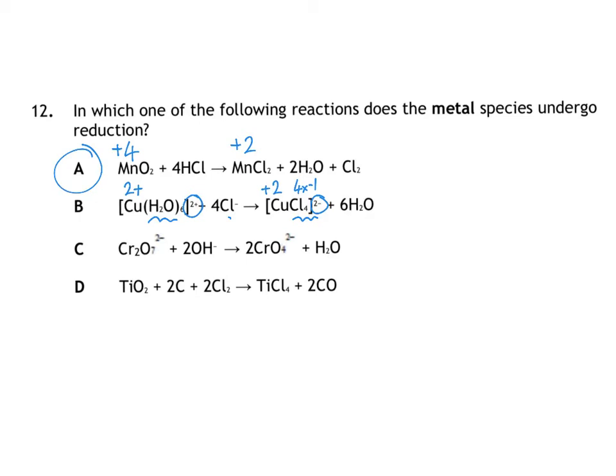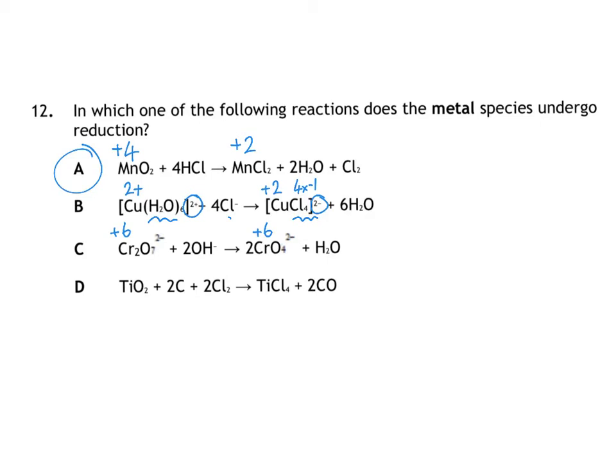This is an example of something called ligand exchange. It's to do with swapping molecules or ions that bond to transition metals. You'll do it when you do the transition metal topic. Part C, we start with chromium in a +6, if you work it out, and actually we end with it in a +6. So this is a rearrangement of the ion, as opposed to an actual redox reaction.